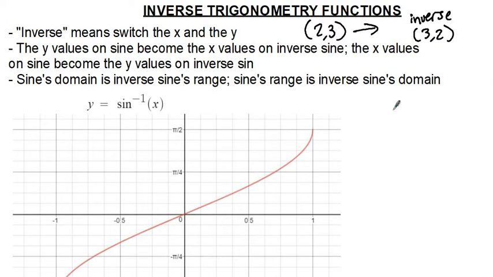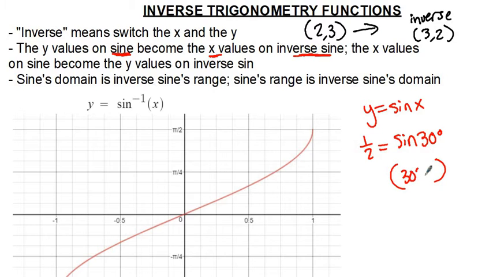So when it comes to trig functions, when we're talking about inverses, whatever y equals on the sine function becomes the x value on the inverse of that sine function. So real simple example, if I have y equals sine of x, hopefully we know that sine of 30 degrees equals 1/2. So that means the point 30 degrees comma 1/2, or in radians, pi over 6 comma 1/2, is on the graph of sine.